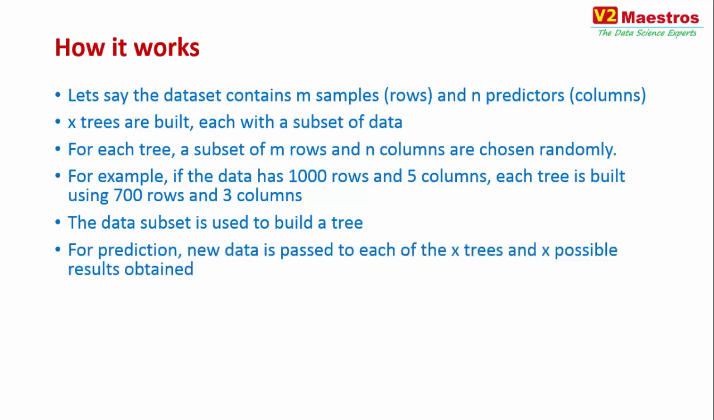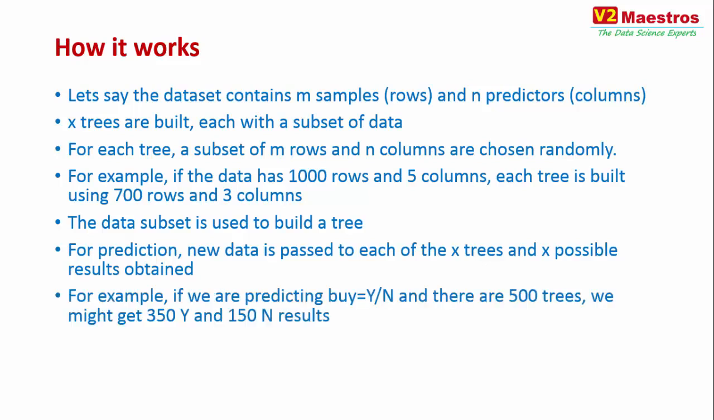So the data subset is used to build the tree. For prediction, the new data is passed to each of these x trees and you get x possible results. Then you take a vote among these x possible results. For example, if you're predicting yes or no on whether somebody is going to buy a product, and you build 500 trees, you might get 350 yeses and 150 no's. Since 350 is greater than 150, I'm going with the decision of yes. This is a voting decision, a more democratic kind of decision making process. The most common result is the overall prediction.